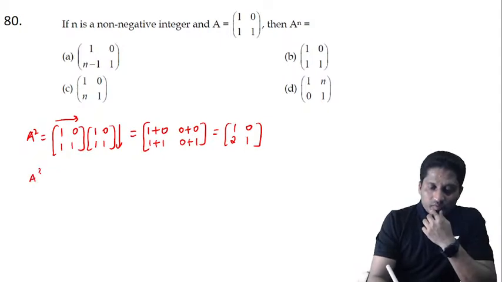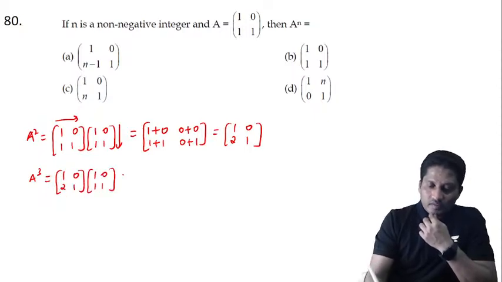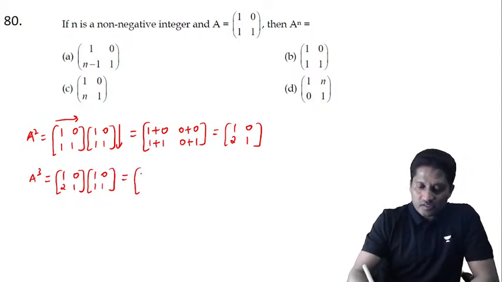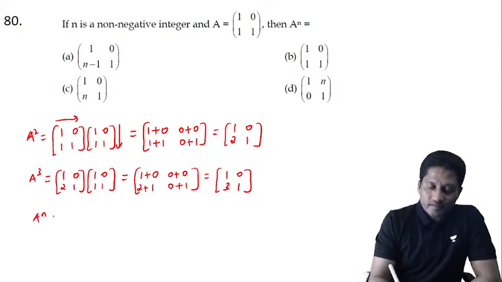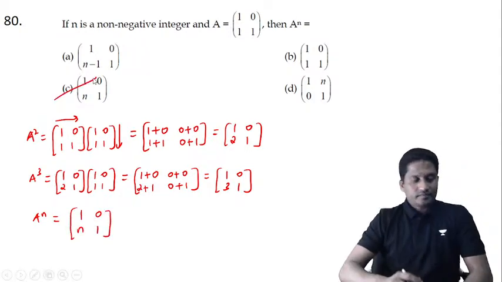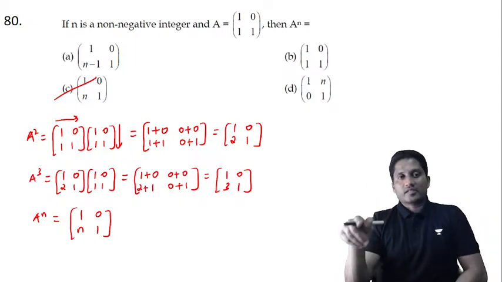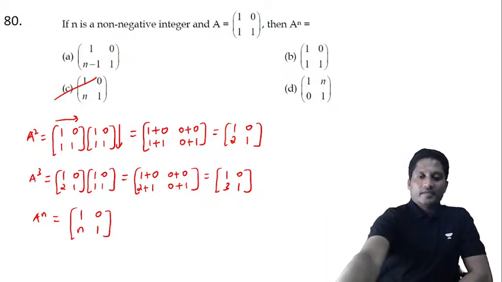What will be a cube now? A cube is equal to a square into a, that is 1021 into a, which is 1011. Now if I multiply, I get 1 plus 0, and then 0 plus 0, 2 plus 1 and 0 plus 1, which is the matrix 1031. Like this, if I take a power n, this is 10n1. The answer is option C. This is clear, guys. You find out a square, a cube, and then you write directly a power n.